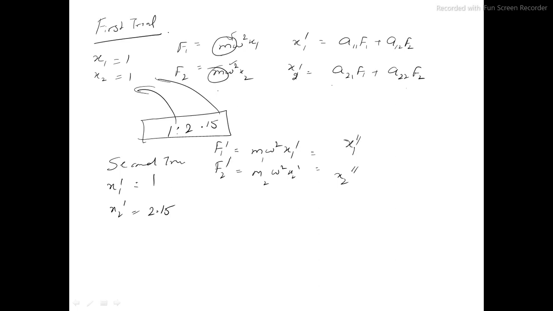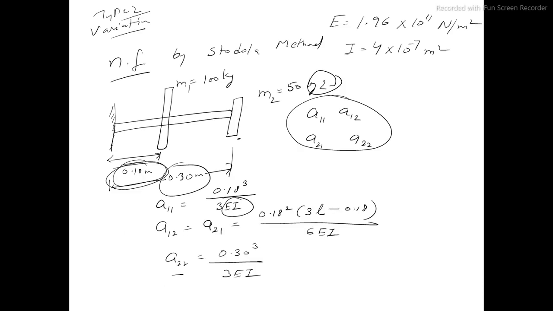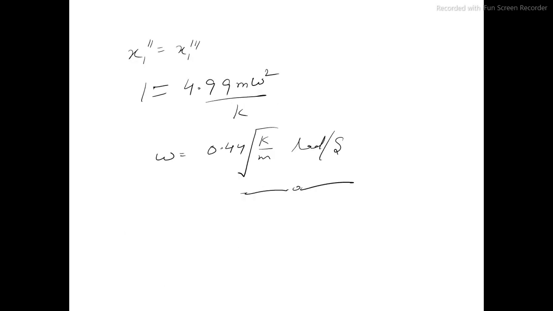As both the frequencies become equal, as we did in the previous question, x1 triple dash is equal to x1 double dash. In this way you will again find the omega value. So that would be type 2. The only difference is the influence coefficients. The rest of the method is the same.